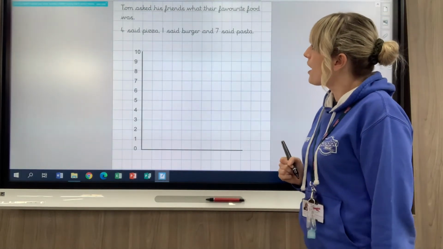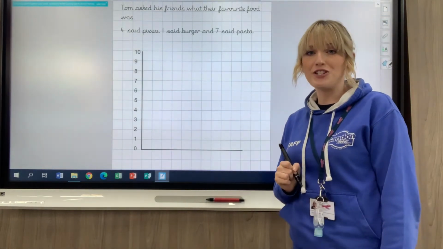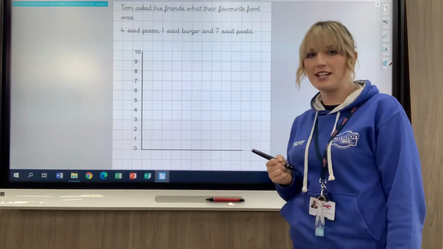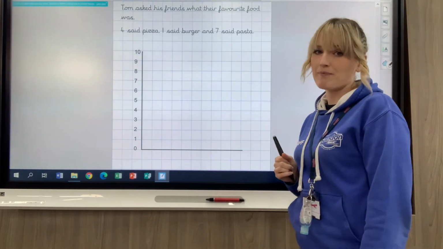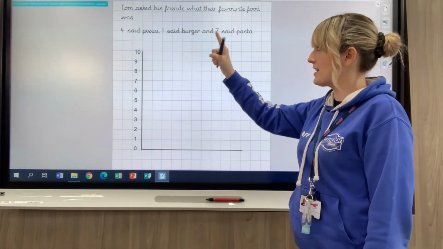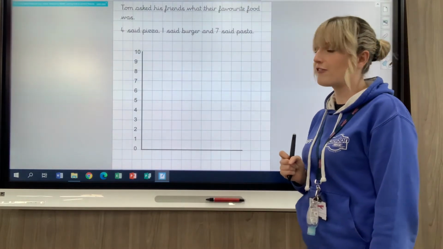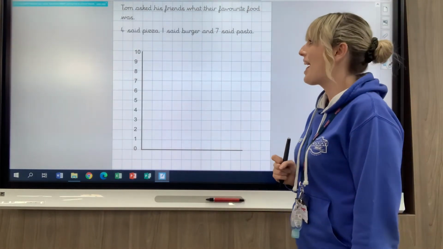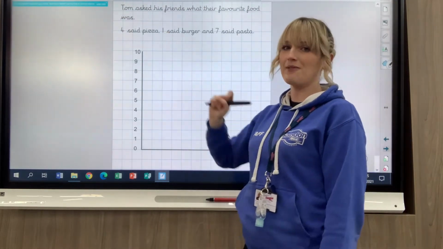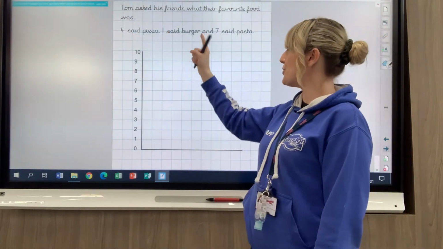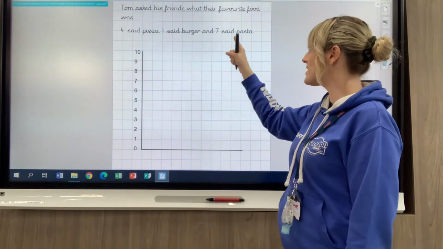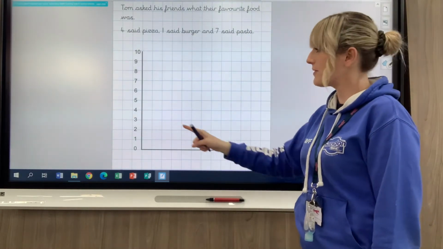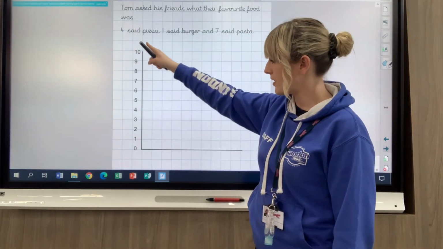Okay, so one of your questions is similar to mine, and you've got to finish the block diagram. So this says, Tom asked his friends what their favourite food was. Ooh, what's your favourite food? 4 said pizza, 1 said burger, and 7 said pasta. So we've got the numbers up the side, okay?